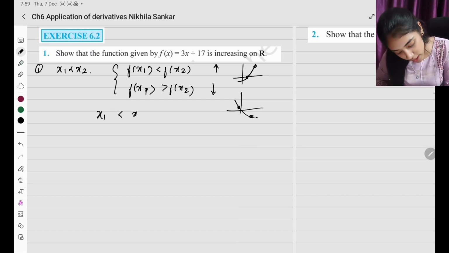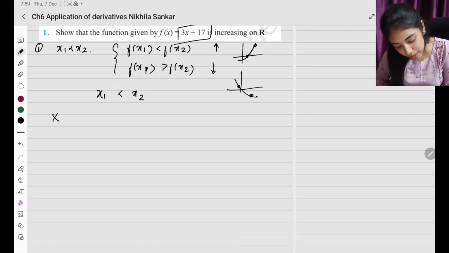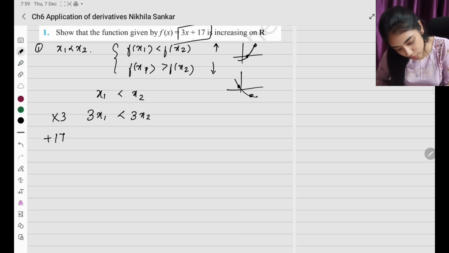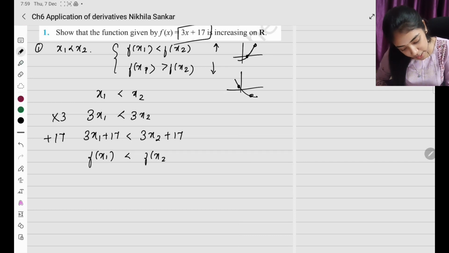So I have x1 less than x2. So my function is 3x plus 17. So I'm going to multiply both sides by 3. So 3x1, my inequality remains unchanged, less than 3x2. When I add 17 on both sides, I have 3x1 plus 17, again inequality remains unchanged, less than 3x2 plus 17. So this is basically my f of x1 and less than this is my f of x2. So from this, I see that f is increasing. Okay, according to the definition I just explained.